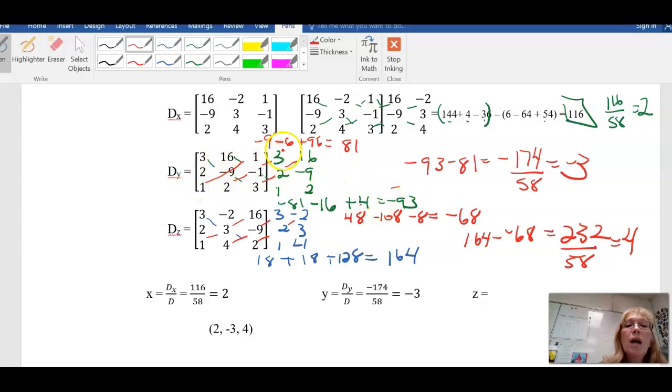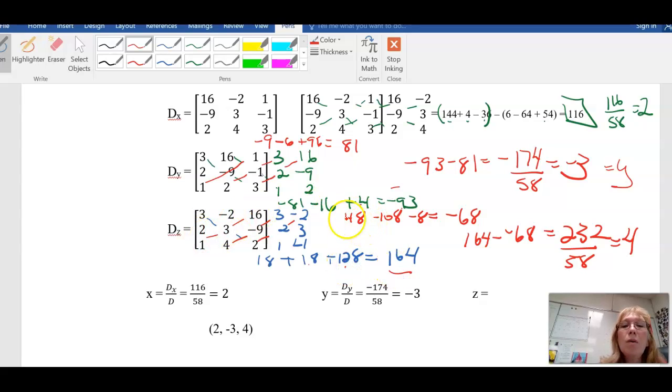Multiplied up, negative 9, negative 6, 96, 81. Negative 93 minus 81 is a negative 174. Divided by 58 is negative 3. So that equals your y value. Now to find z, multiply down, 18, 18, 128, which is 164.